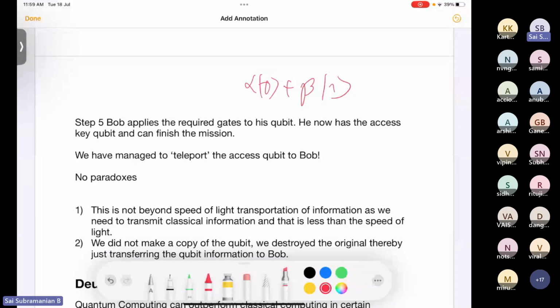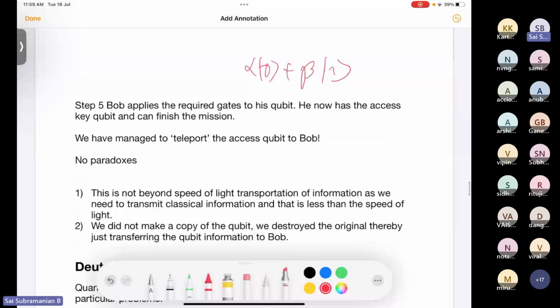We might think of a couple of paradoxes here, but just to clarify, there are no paradoxes. Firstly, we might think this access qubit has gone from Alice to Bob faster than the speed of light, but that is not the case. Remember, Alice had to transmit 2 bits of classical information, and the transmission of the classical information is less than the speed of light. So the total transmission of information is less than the speed of light. It does not break that rule of relativity. That rule of relativity holds.